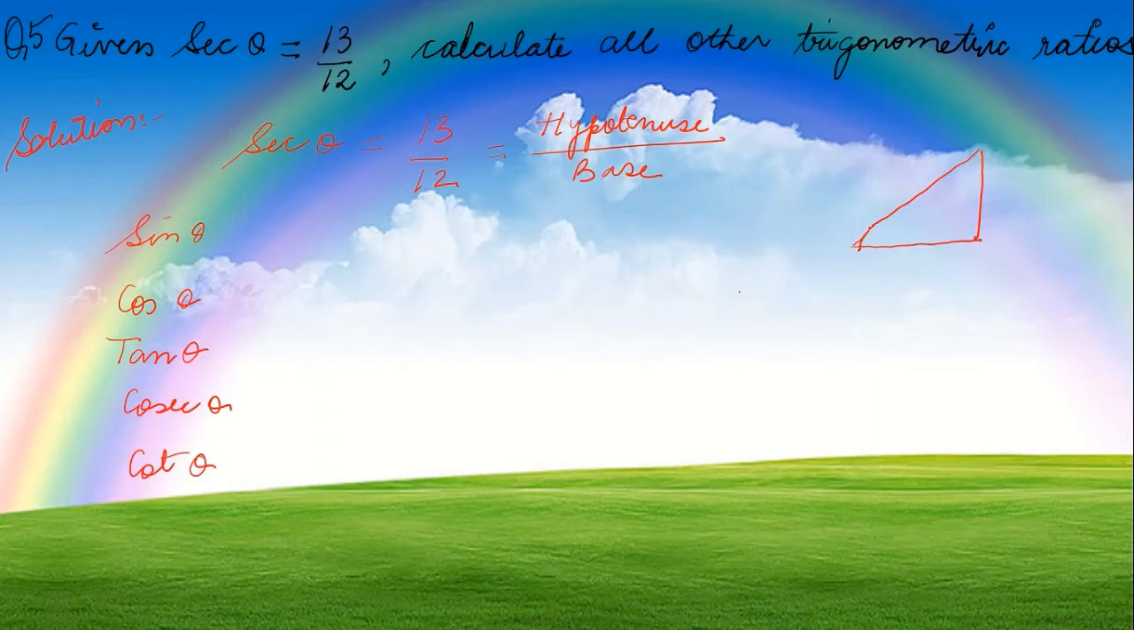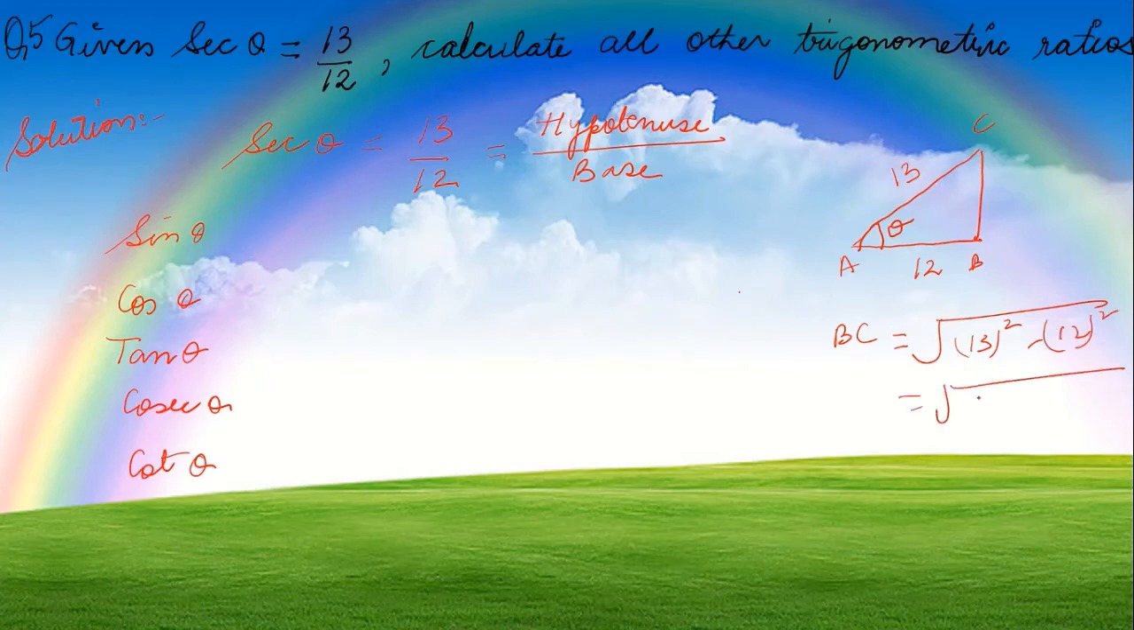Okay, this time we have to take theta. Now hypotenuse is 13 and base is 12. So again by Pythagoras theorem, we want to calculate BC. So BC is 13 square minus 12 square. So it is 169 minus 144, so it is 25. So it is 5. So this side is 5.